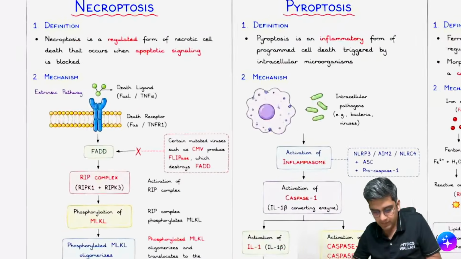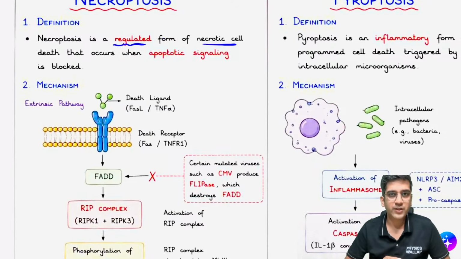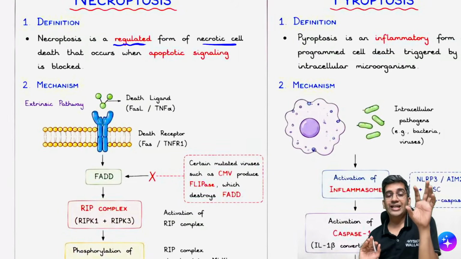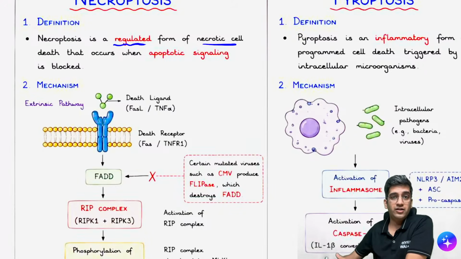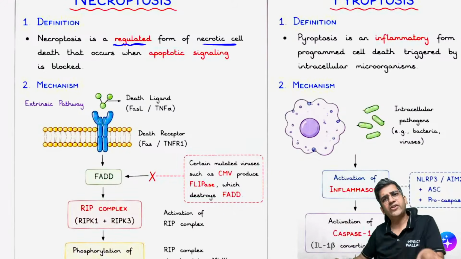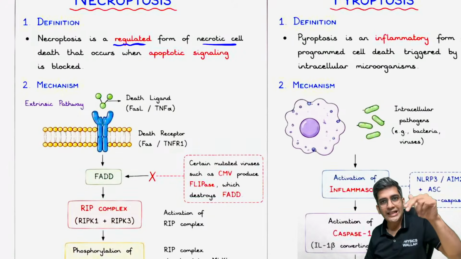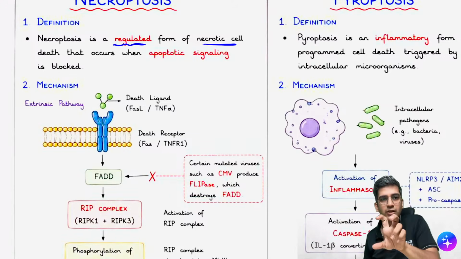So necroptosis is nothing but a regulated form of cell death, or a regulated form of necrotic cell death. Generally, apoptosis is genetically regulated. Necrosis is not genetically regulated. But if I have a regulated genetic necrosis, that is necroptosis. It's a programmed cell necrosis. Fine. Then why do we call it necroptosis? The starting point starts as apoptosis and the ending happens in necrosis. That's why we have the term necroptosis.